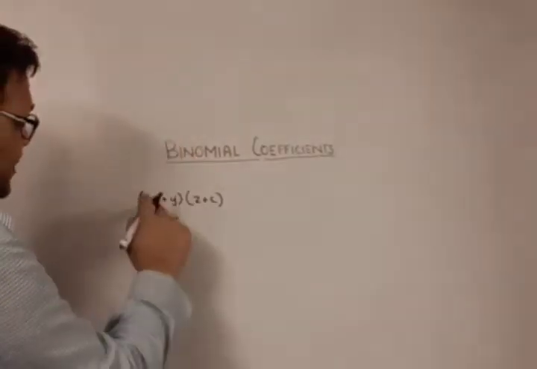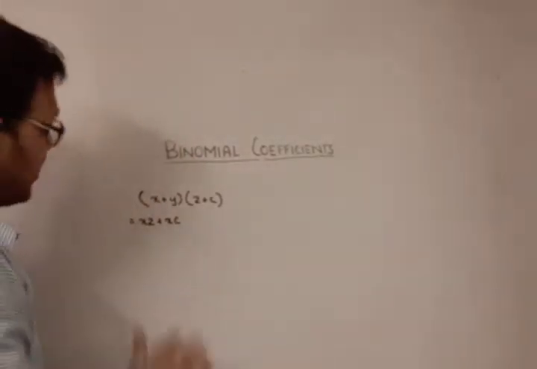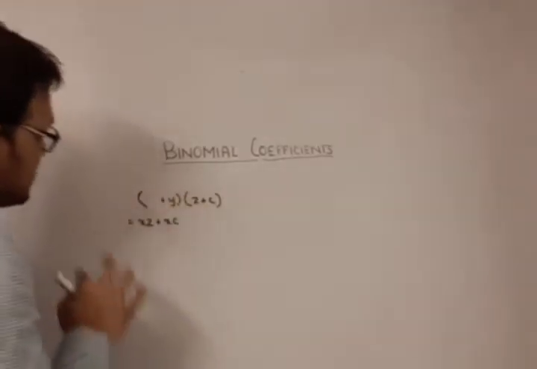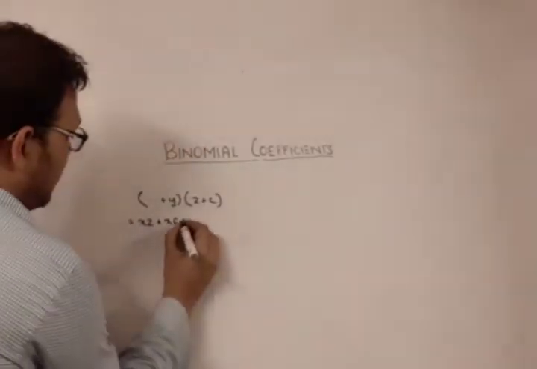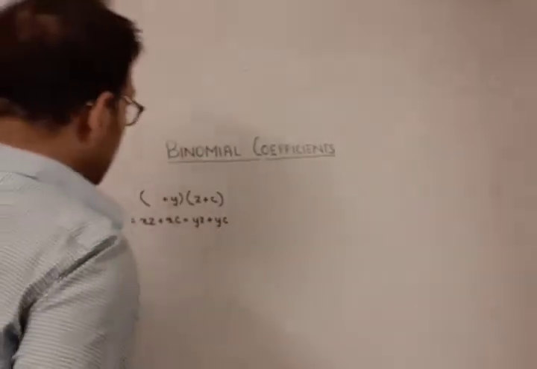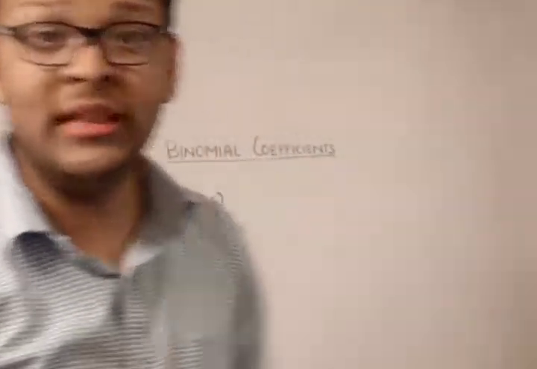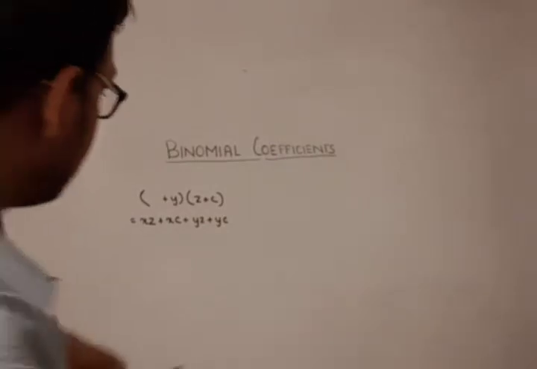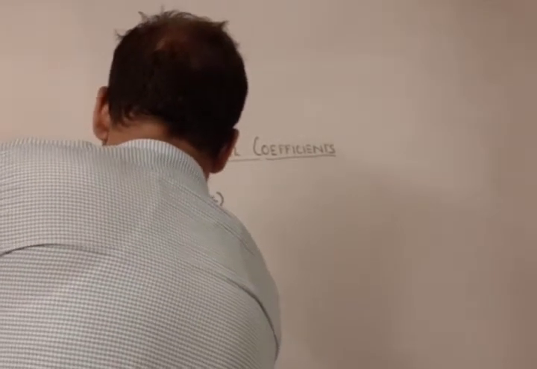Take the second term, because the work of the first term is over, just rub out the first term. Take the second term, what do you get? yz plus yc. So that is what we usually do in the multiplication part. So we just pick up the bracket. So this is basically the way I was about to teach you.